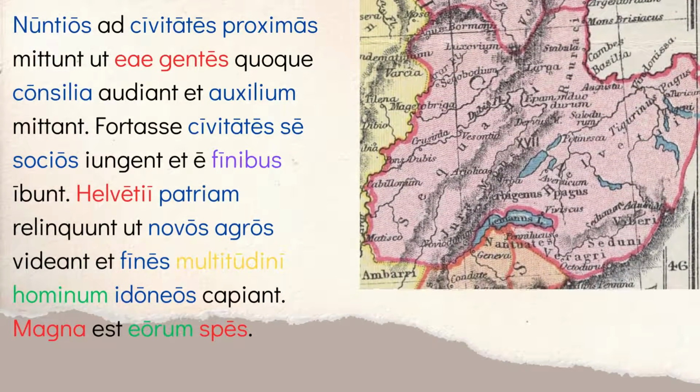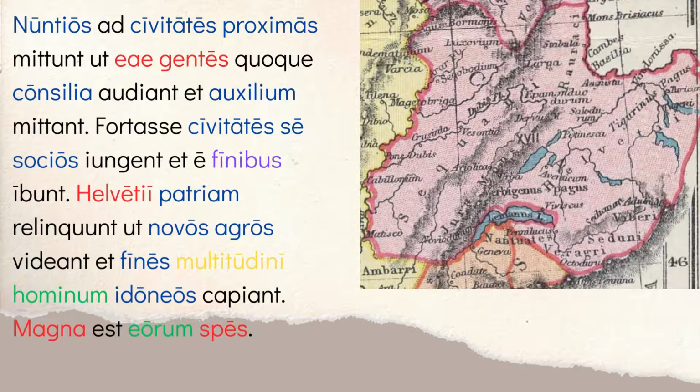You have nuntios ad civitates proximas mittunt ut eae gentes quoque consilia audiant et auxilium mittant. So this is the other example that we saw in our grammar overview. You're saying they send messengers, right, to the neighboring states, ad civitates proximas. So they sent them so that, positive purpose clause, these peoples, meaning the neighbors they just sent to, also might hear the plans, consilia, and they might send help, auxilium mittant, right? So that's the purpose, the reason why they sent out messengers.